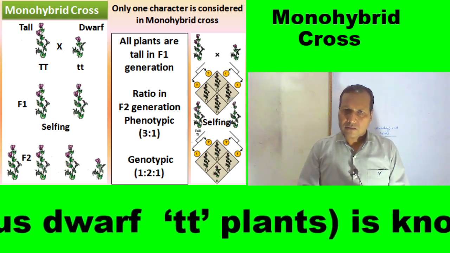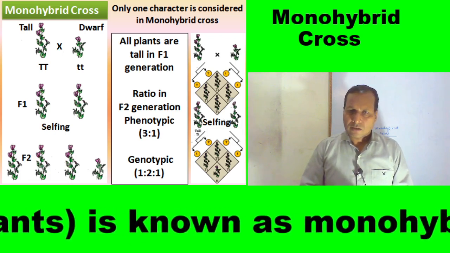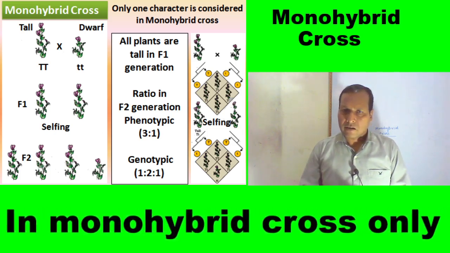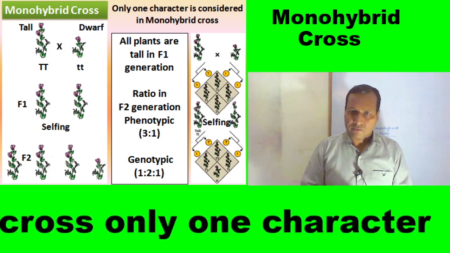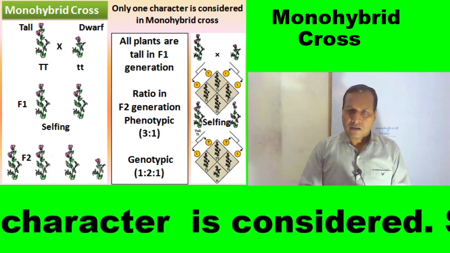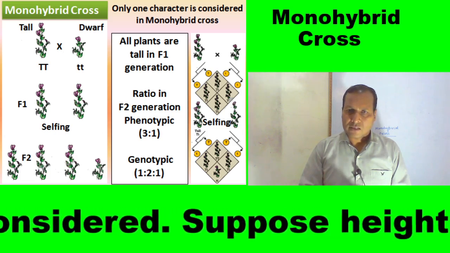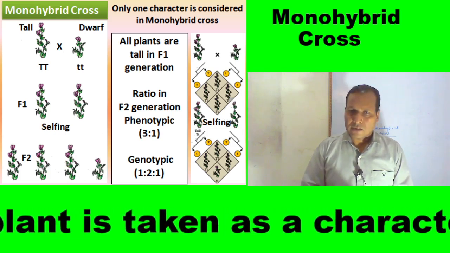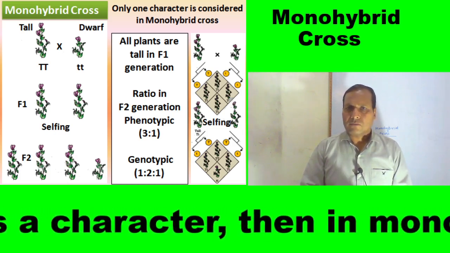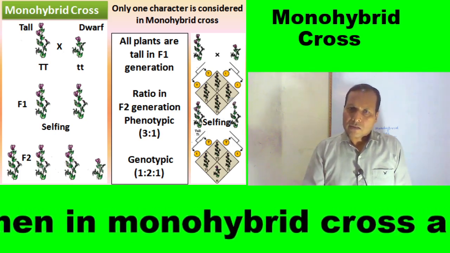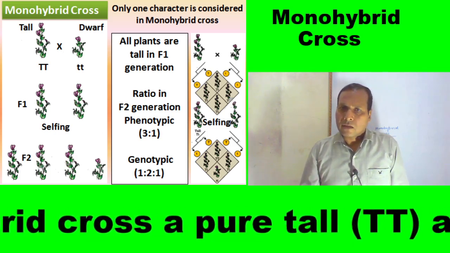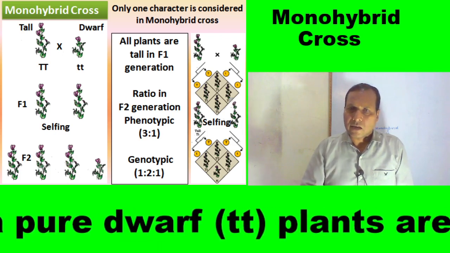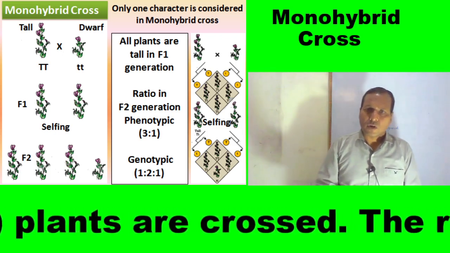Pure line means the plants which produce the same characters, which express the same characters in each and every successive generation. Take an example. If there is a pure line considering dwarfness or tallness, that is a character of height, in each and every generation there will be production of pure tall plants if tall plants are being bred. If dwarf plants are being cultivated, then each and every successive generation will essentially produce dwarf plants.